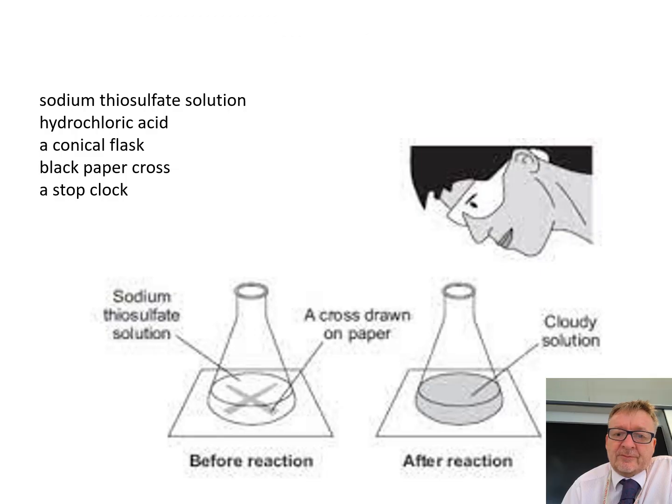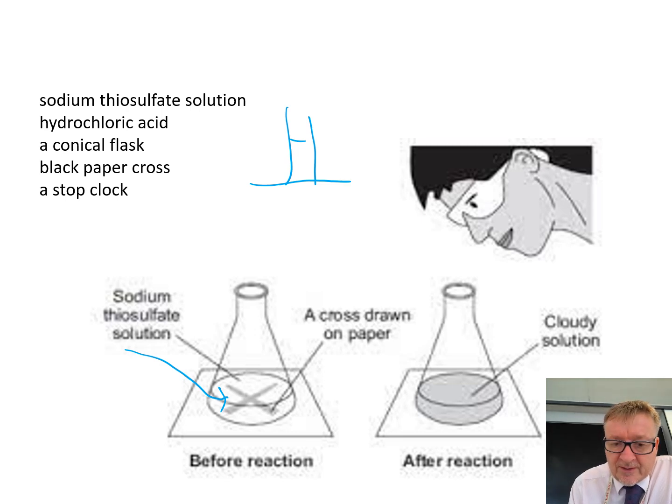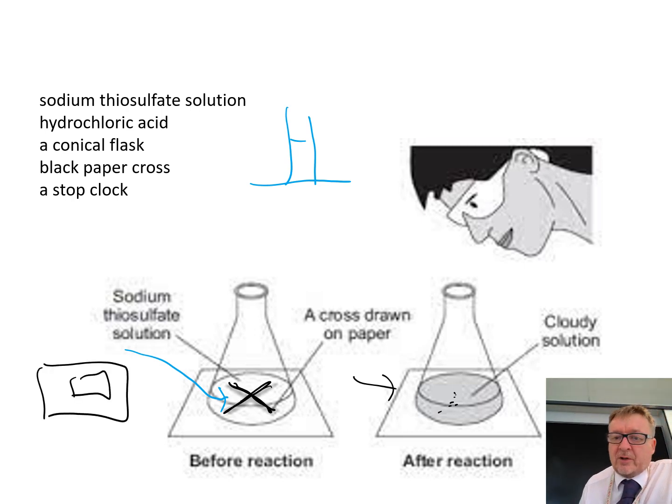Now, this is a very old but simple kind of diagram. You've got sodium thiosulfate solution, which is the liquid in the conical flask. You've got hydrochloric acid that you're going to have in a measuring cylinder. You're going to have a conical flask, a black paper cross, and a stop clock. You can see there is your black cross, and here, it's gone. Then I'll draw a very nice stop clock to go along with it. It's called a disappearing cross because you're looking down the top of the conical flask to see when the cross disappears.